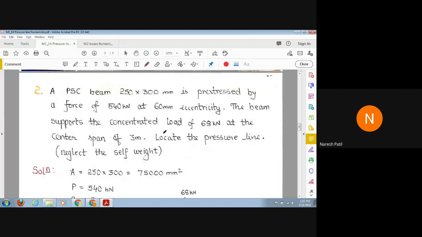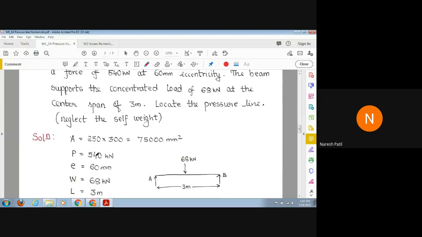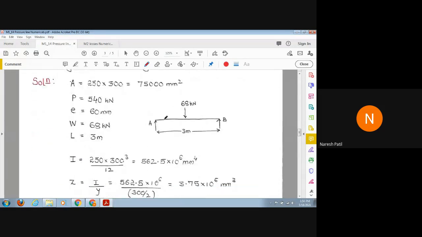Now we have the second question in this. The given question is a PSC beam 250 mm by 300 mm, stressed by a force of 450 kN at 60 mm eccentricity. The beam supports a concentrated load of 68 kN at the center of a 3 meter span. Locate the pressure line. Neglect self-weight. Now again you have to locate the pressure line. So we have the given data here.